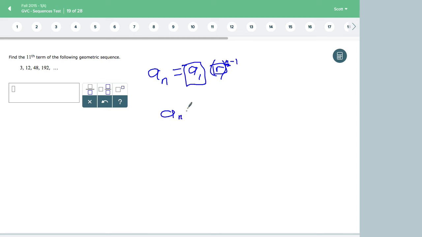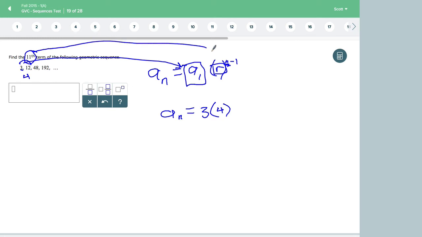We have a sub n equals, what's a sub 1? That's 3, the first number. So 3, parentheses, what's the ratio? What's 12 divided by 3? That's 4. 48 divided by 12 is 4, so we see our ratio is 4. And what term are we trying to find? We're trying to find the 11th term, so that goes right there. So 11 minus 1. And we type all that just into the calculator as we see it, and I'll put the calculator up so you can see what I mean.